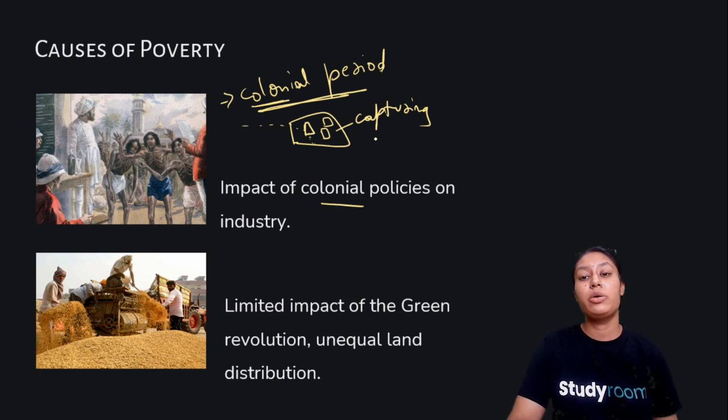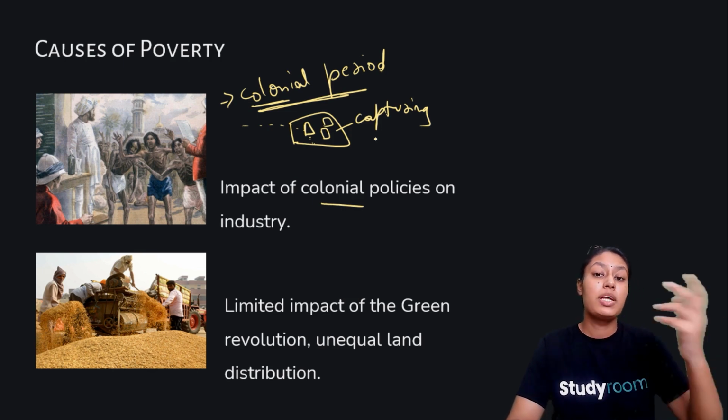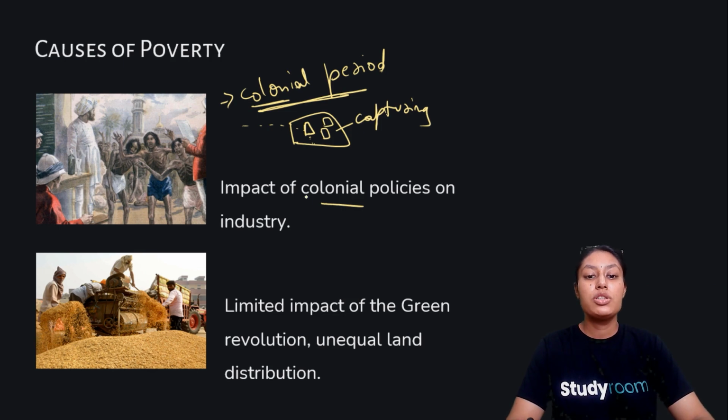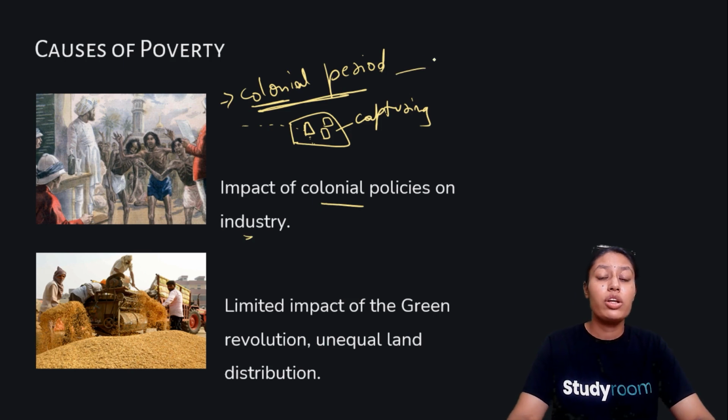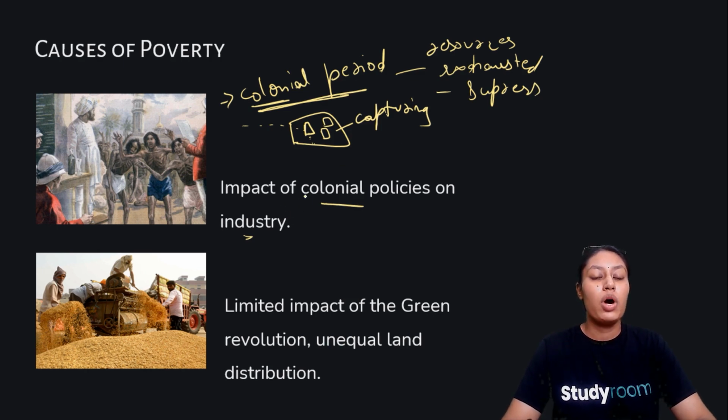Colonies were not just set up in India, but in many other countries by the dominating countries. This was the impact of the colonial period on industry, and for the longest time they did not allow us to use our resources. They exhausted our resources. Everything happened in colonial periods to suppress. So one major cause is colonial policy and its impact on industry.